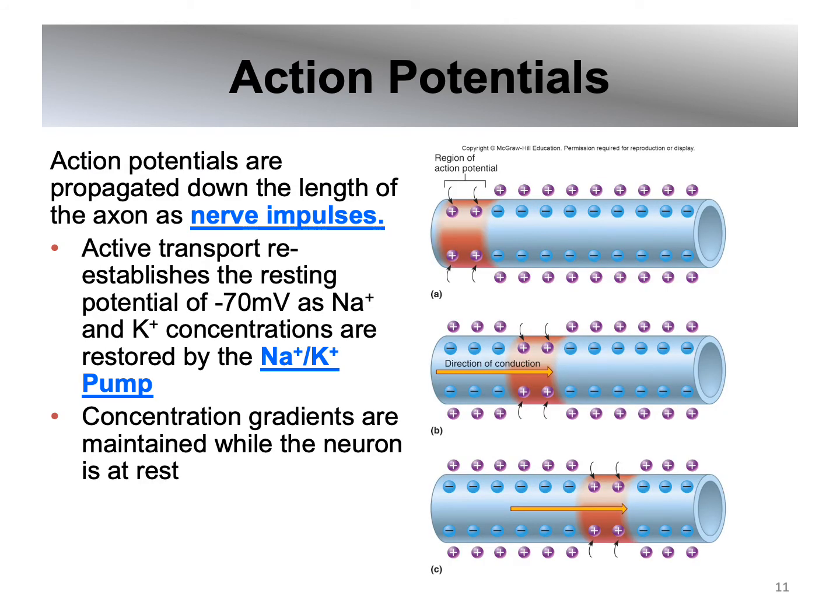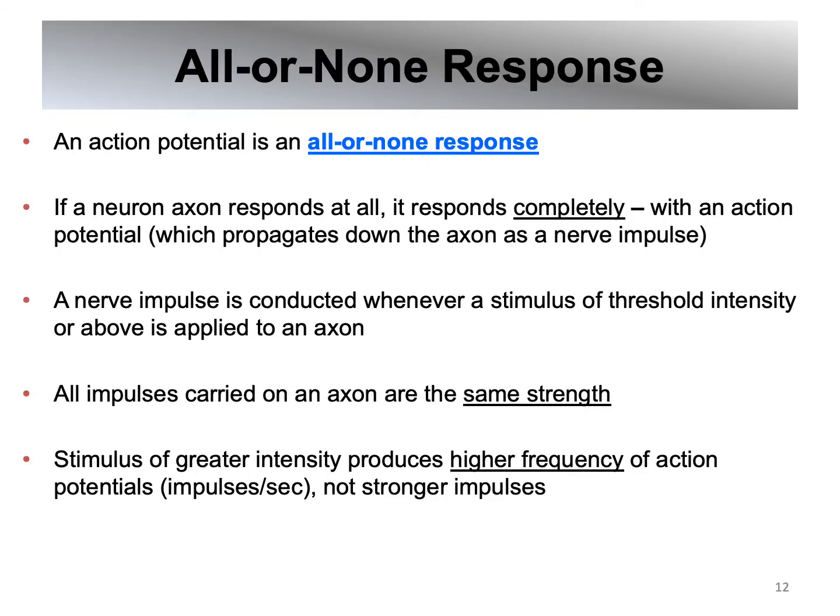Action potentials are propagated down the length of the axon as nerve impulses. Active transport re-establishes the resting membrane potential of minus 70 millivolts as sodium and potassium concentrations are restored. Concentration gradients are again maintained while the neuron is at rest. So an action potential is an all or none response.